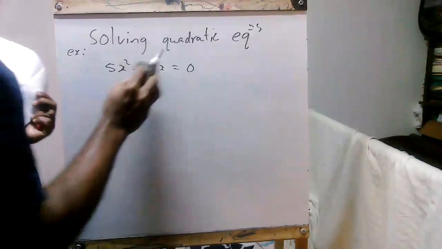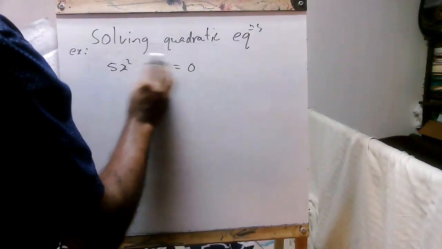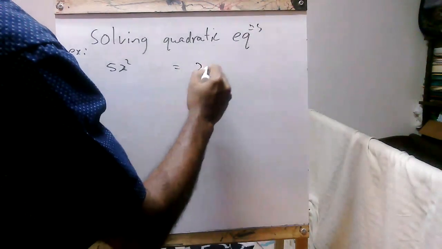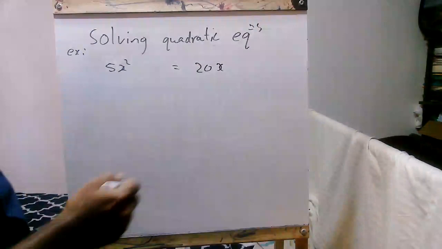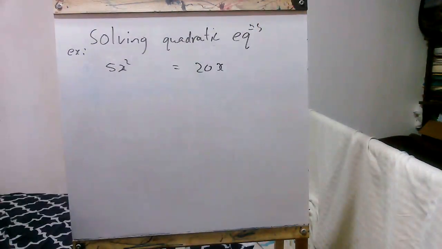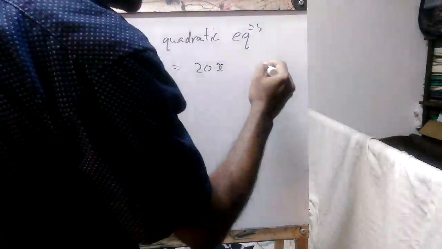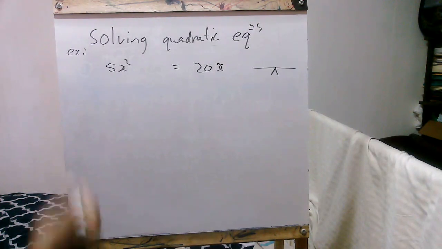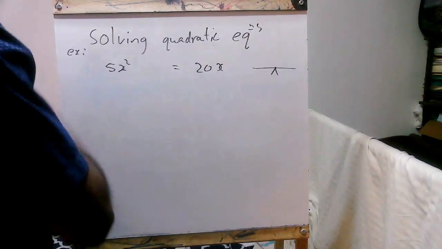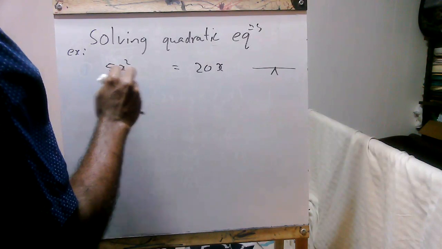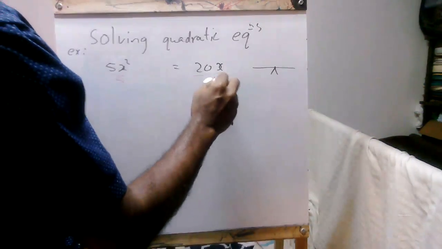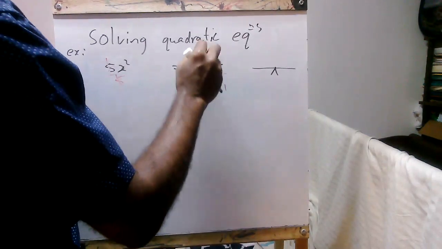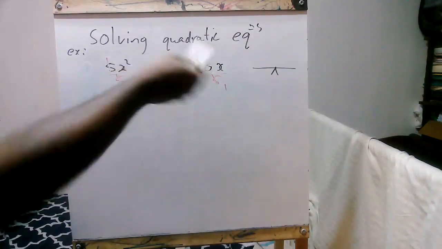Okay, let me show you something else. Let me do this. So you get 5x squared equal to 20x. As we learned, we can use the principle of balance. We can divide both sides by 5. That's fine. We get 5 times 1, 5 times 4. Now we see x squared and x.